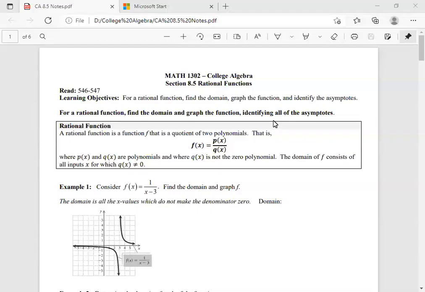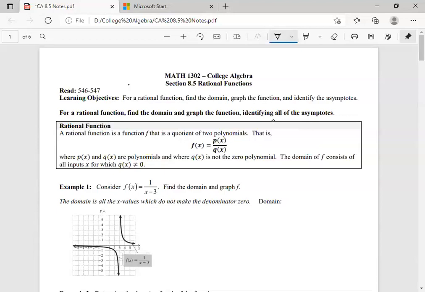8.5 is not difficult, but there are some moving parts, and you should try to listen, because it would be difficult to figure out 8.5 by yourself, is what I'm trying to say. So we're talking about rational functions. The very first thing in 8.5 defines a rational function, but basically this is just a fraction.